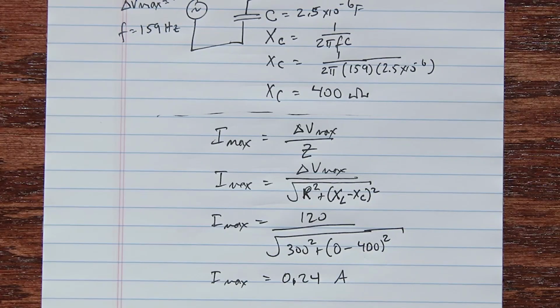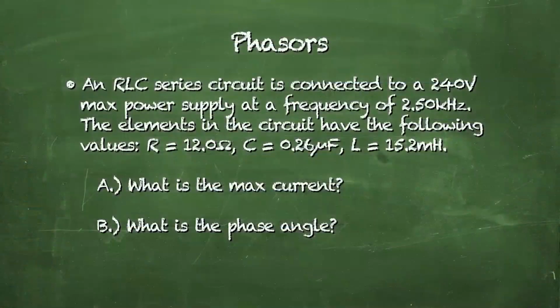Let's work one more example. An RLC series circuit is connected to a 240 volt maximum power supply at a frequency of 2.5 kilohertz. The elements in the circuit have the following values. R is equal to 12 ohms. The capacitance is equal to 0.26 microfarads, and the inductance is 15.2 millihenries. What is the maximum current, and what is the phase angle? Please work that out.